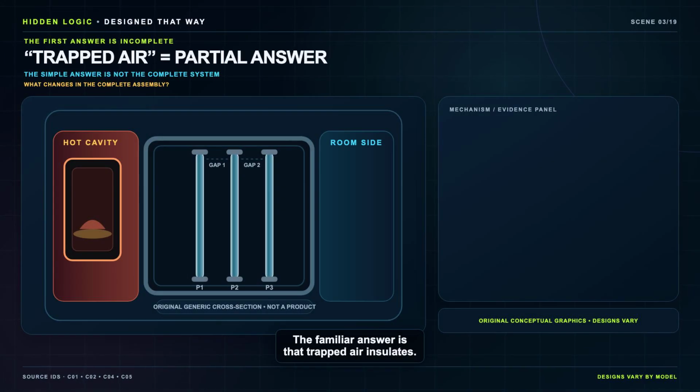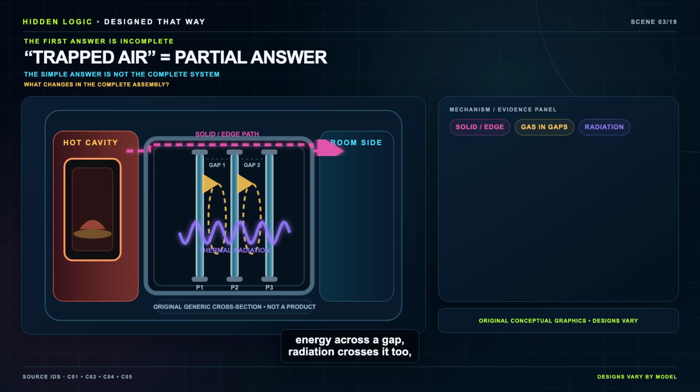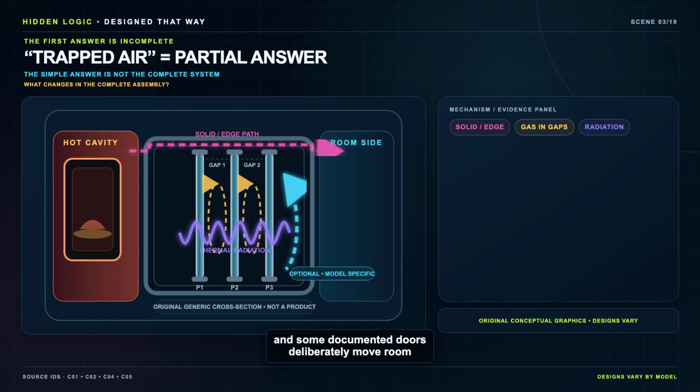The familiar answer is that trapped air insulates. That can be part of the story. But heat also conducts through solids and edges. Gas still transfers energy across a gap, radiation crosses it too, and some documented doors deliberately move room air. So what is the complete assembly changing?